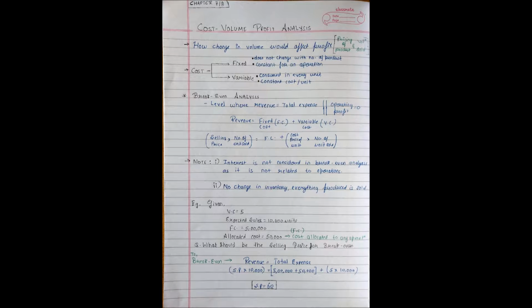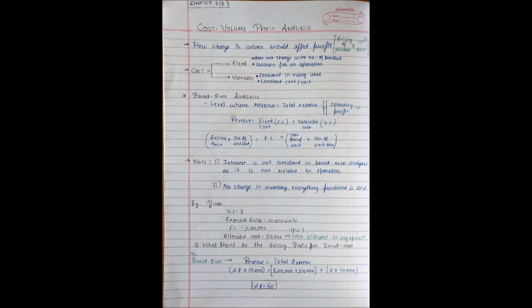Good morning, friends. So now we are going to study cost volume profit analysis. This is the part where we learn how change in volume would affect profit. Here we are considering the price of the product and the number of units sold. The relation between these two quantities will decide what is the driving factor of cost, volume and profit.